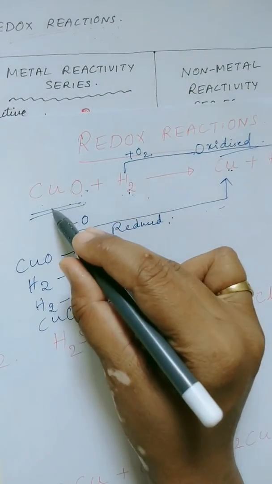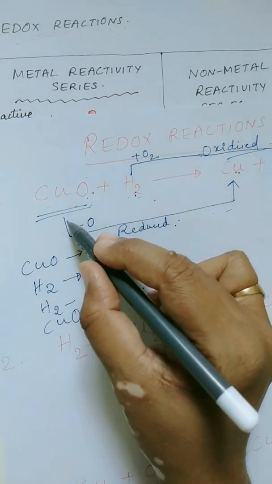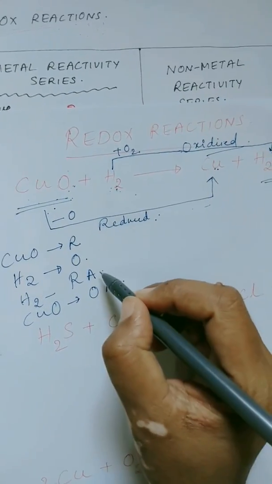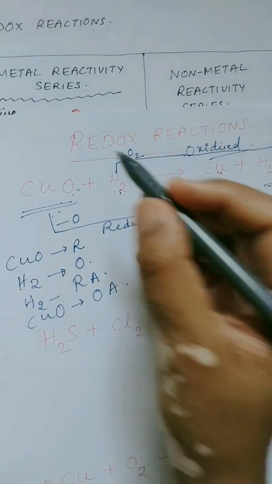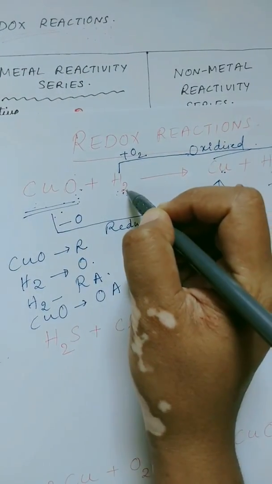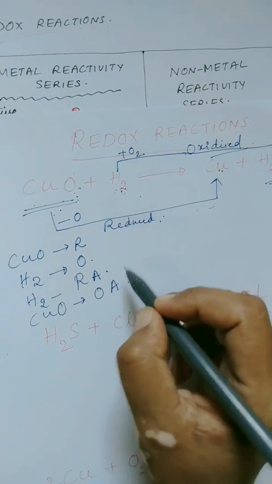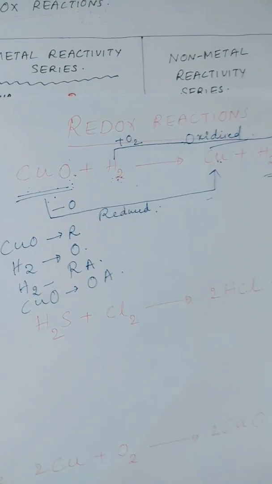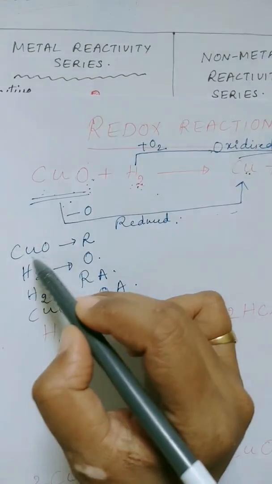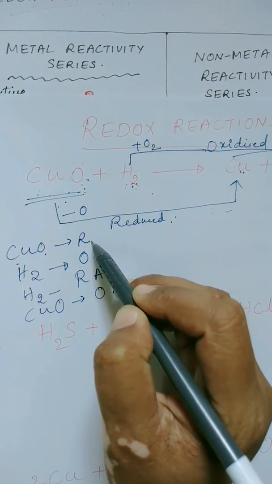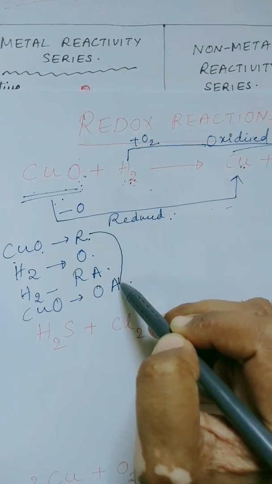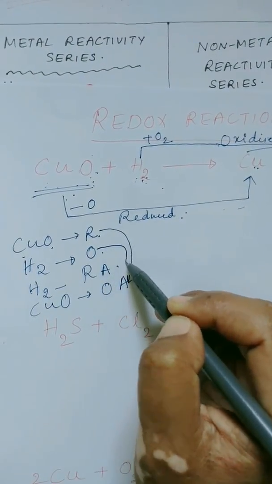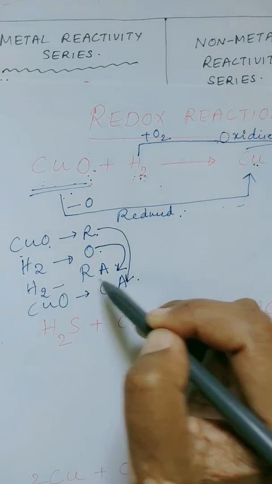H2 is helping CuO to get rid of this oxygen atom, so it is called a reducing agent. And CuO is helping hydrogen to get oxidized, so it is an oxidizing agent. Easy to remember: the substance which is getting reduced will become the oxidizing agent, and the substance which is getting oxidized is nothing but the reducing agent.